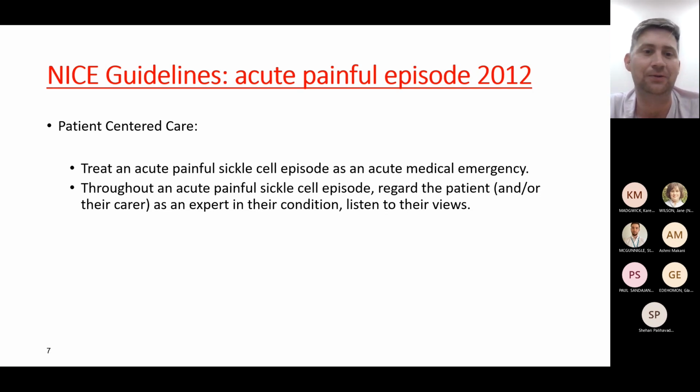And throughout an acute painful sickle cell episode, regardless of the patient and or their carer is an expert in their condition, so we need to listen to their views, okay? Obviously, we need to work with the carers as well, or their friend or family member, and so we can get consent in order to be able to liaise with them. But as we all know, they've lived with this condition for years. They know what drugs work, what sort of doses they normally have. This is especially valuable in negotiating the patient key record and also if they're a patient from out of area.